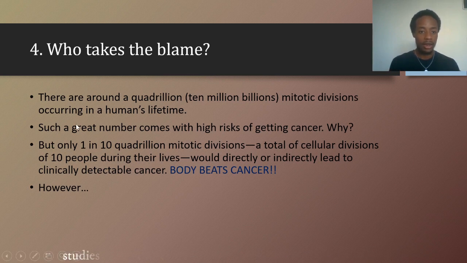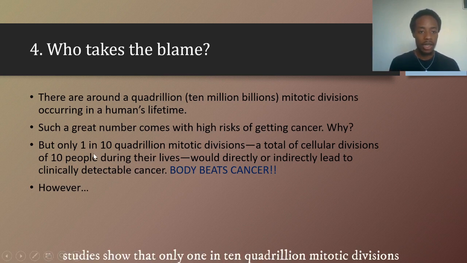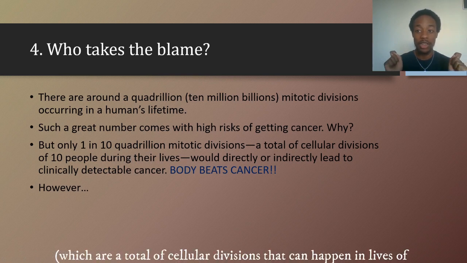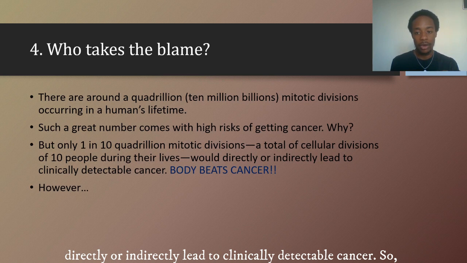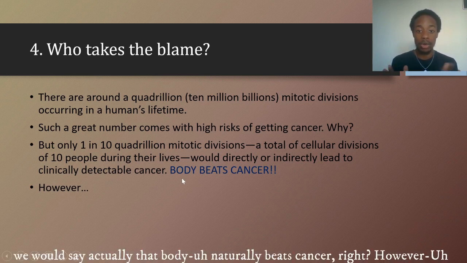But then studies show that only 1 in 10 quadrillion mitotic divisions, which is the total of cellular divisions that can happen in the lives of 10 individuals, would directly or indirectly lead to clinically detectable cancer. So we would say actually that the body naturally beats cancer, right?